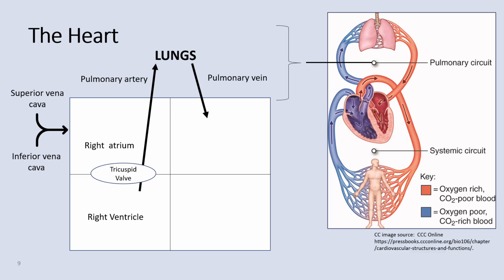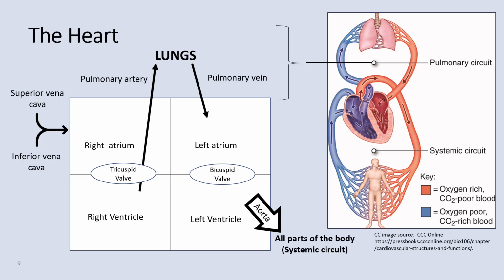From the lungs, the freshly oxygenated blood flows through the pulmonary vein into the left atrium of the heart. As the left atrium contracts, the blood flows through the bicuspid valve into the left ventricle. The left ventricle is the strongest ventricle on the heart because when it contracts, it sends blood through the aortic valve into the aorta and out to all parts of the body.